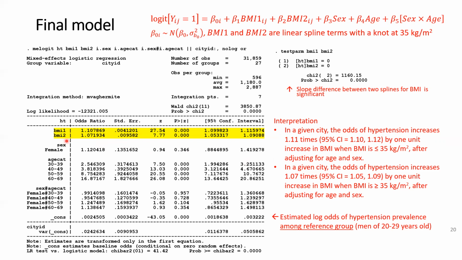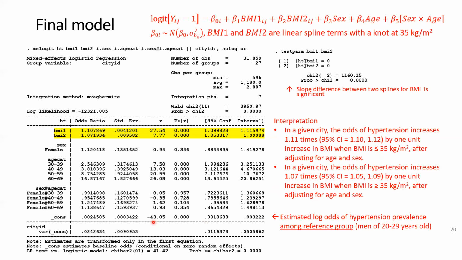And the interpretation of this coefficient is very similar to what I said for BMI 1, which was for when the BMI is less than 35. So it's the same type of interpretation, so I don't read it again, because only this number and this number changed.